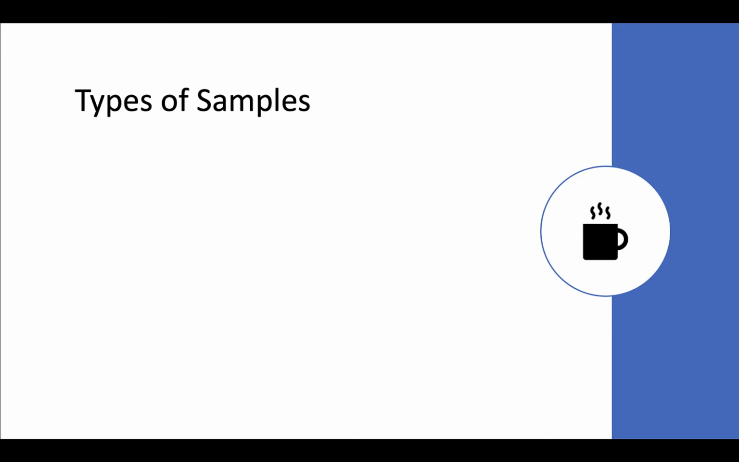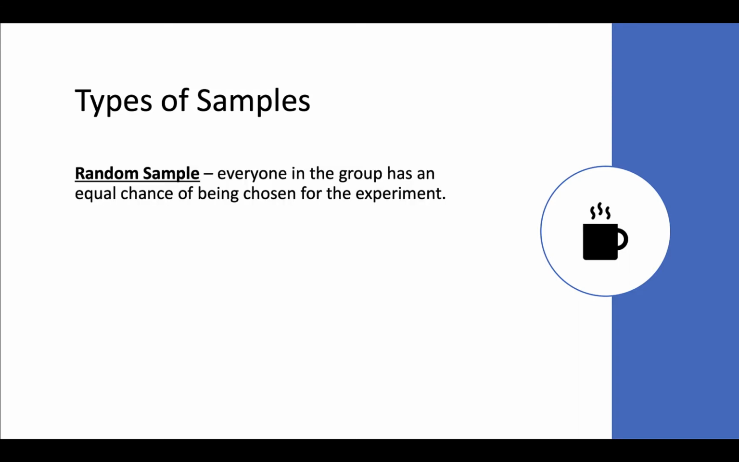So we know who, which is that we're going to be looking at teachers, right? So now we have to figure out how. Basically, how do we get this sample? If we want a random sample, which is representative of everyone in the population or in the group, we have to make sure that everyone in that population or group has an equal chance of being chosen for the experiment. So how would we randomly sample teachers?